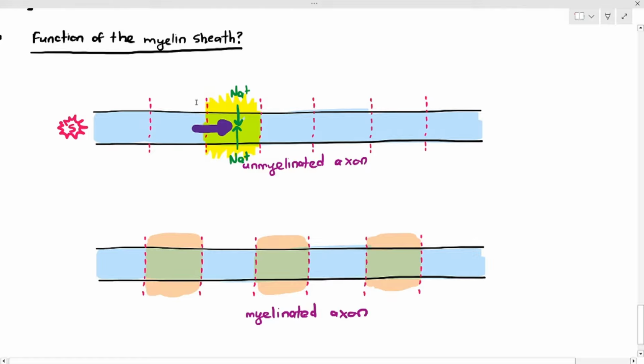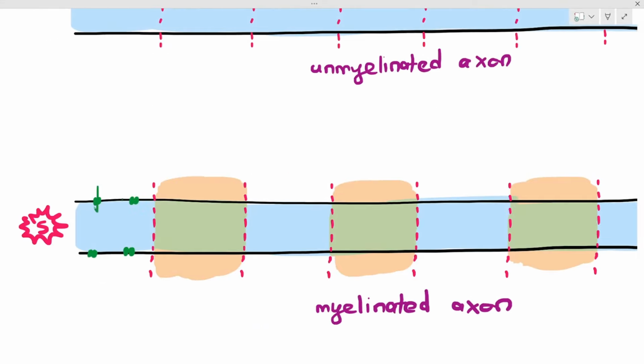So we've covered that. That's normal stuff. But let's look at the myelinated axon. So I'm just going to zoom in a little bit over here. When we give the stimulus to the myelinated axon, the first part, same thing. The sodium ion channels open. So sodium ion rushes in. The membrane depolarizes. So far, so good.